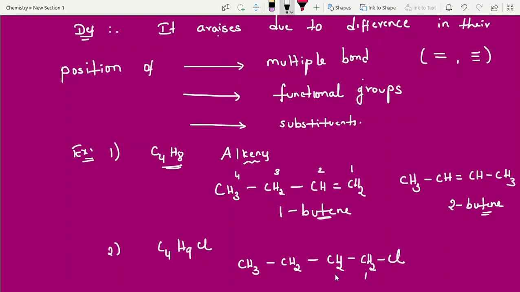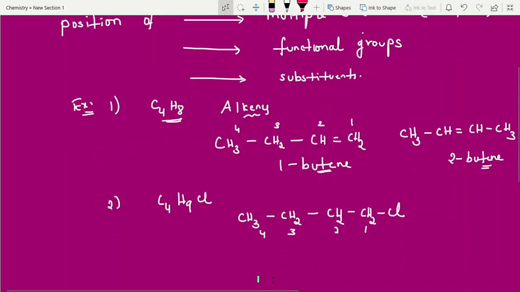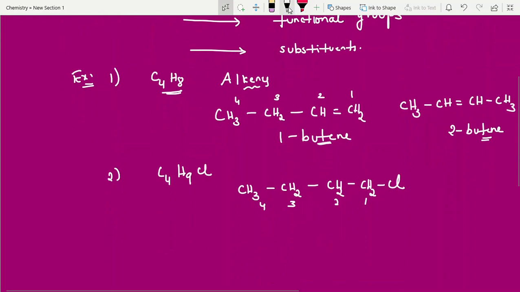Why are we giving numbering here? With respect to this, which is the functional group for us now, we give the least number. That's why you start numbering like this. Finally, what do we call this? Yes, 1-chlorobutane. Right? Very good. Now come back to the next example.